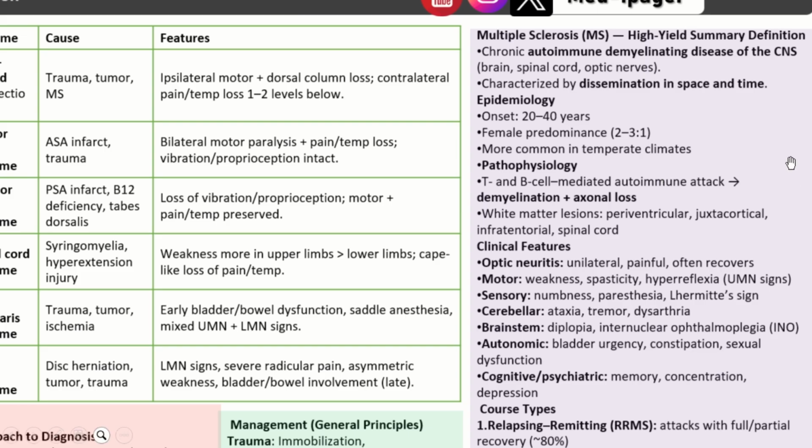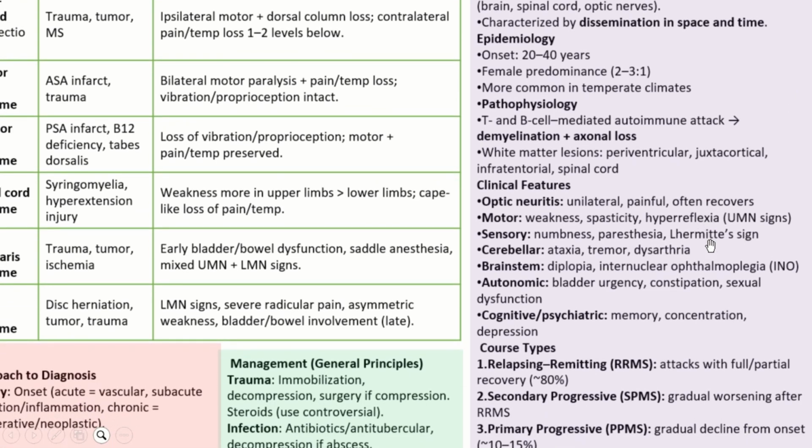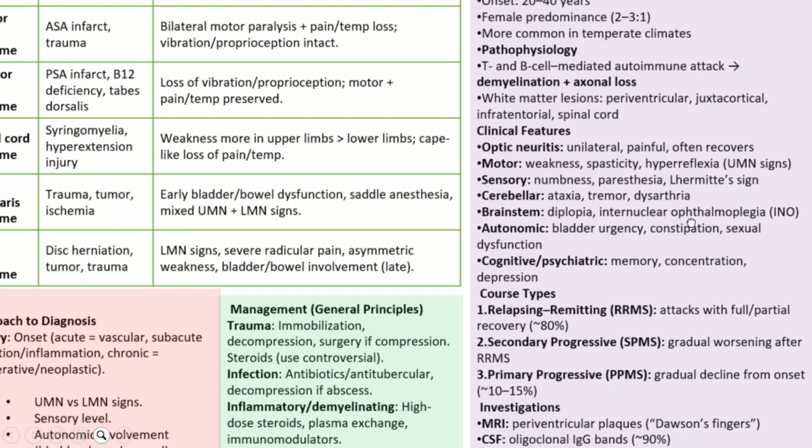So the onset is around 20 to 40 years, and it's most common in females and more common in temperate climates. So what happens is that we have a T and B cell mediated immune attack, and this is going to attack the myelin sheath and lead to axon loss. So in the white matter, where we have a lot of axons, the periventricular, just around the ventricles, the juxtacortical, the infratentorial, and the spinal cord are mostly affected.